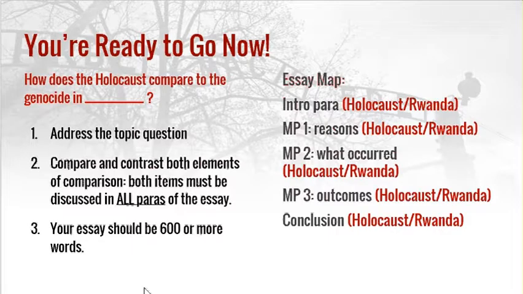All right, you're ready to go now. So the thing is, don't forget that your essay is answering the question, how does the Holocaust compare to your other genocide? Don't forget to address the topic question throughout all of your essay. Compare and contrast both elements of comparison. A good 5-paragraph essay is 600 or more words. Here's an essay map. Yours may look a little different than mine, but have that sitting there.